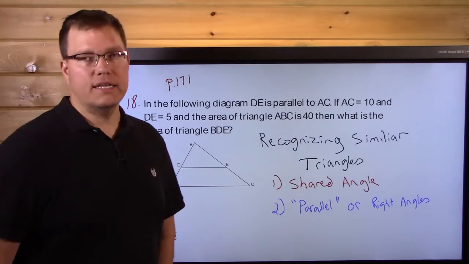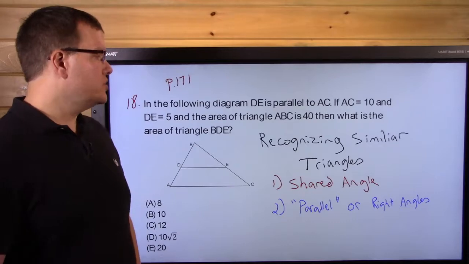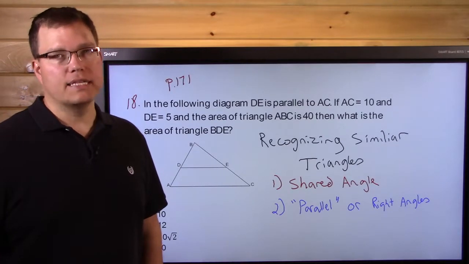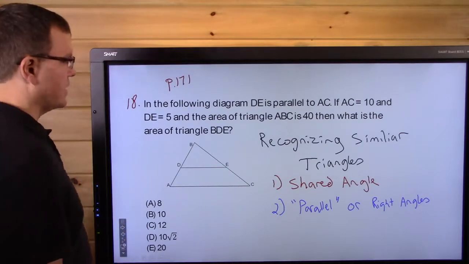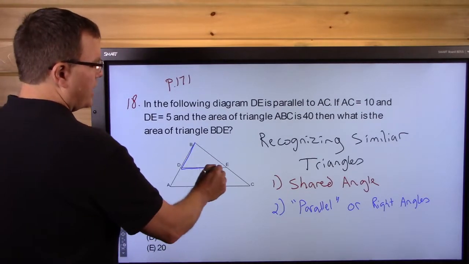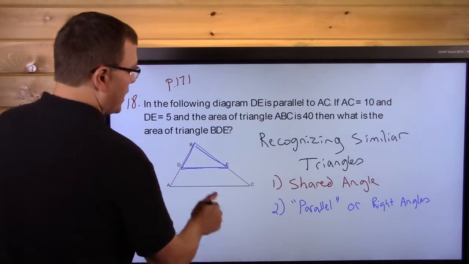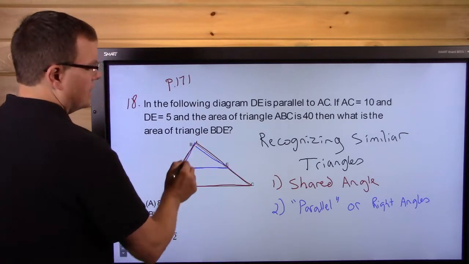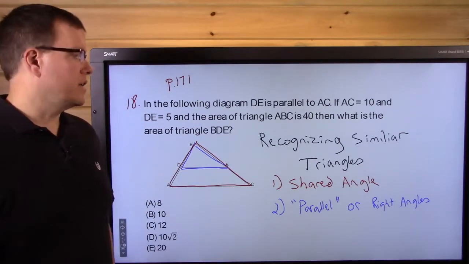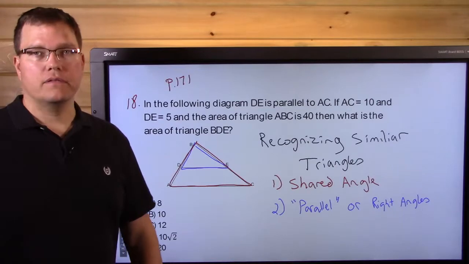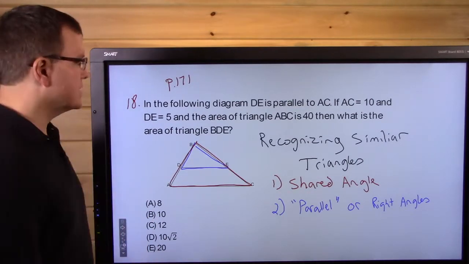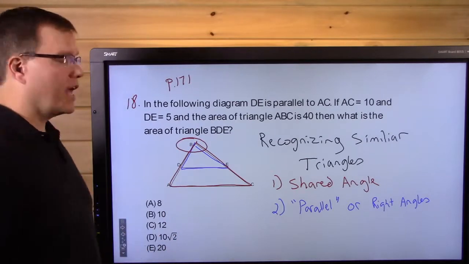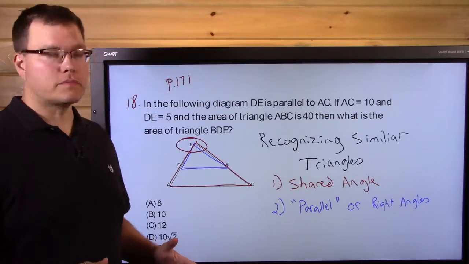How do we recognize them? Well, typically on the GRE, they're not going to give them to you side by side. What they're going to do is give you more like a nesting triangle like this. So you can see we have this triangle BDE and we have this triangle BAC, and they're sort of concurrent. They have a shared angle. That's the first thing you're looking for when recognizing similar triangles, is a shared angle. So that's going to be angle B.